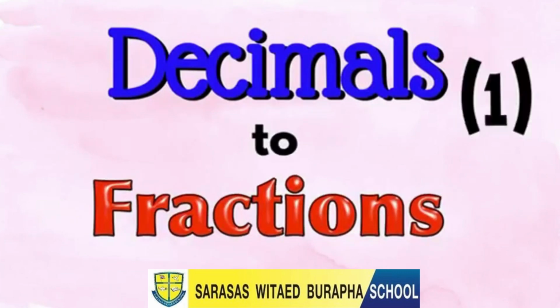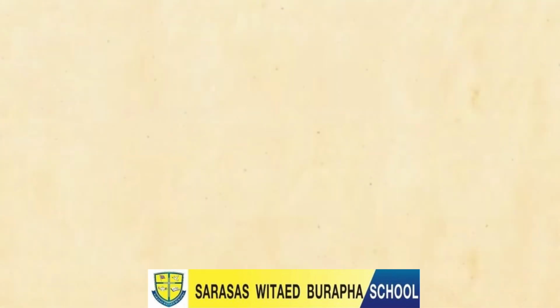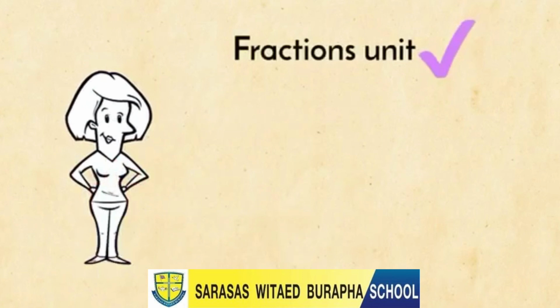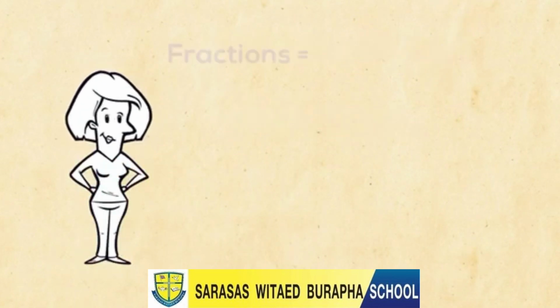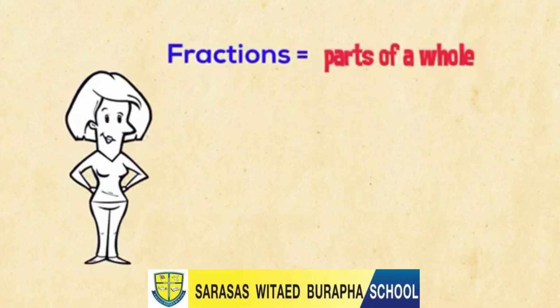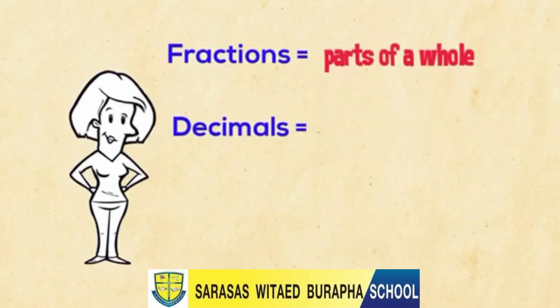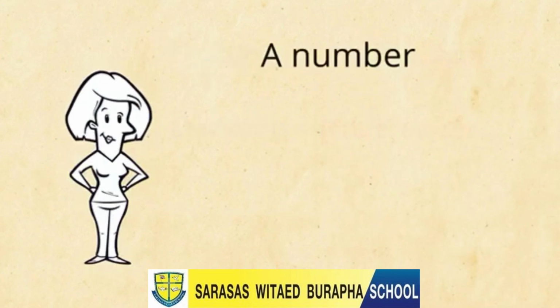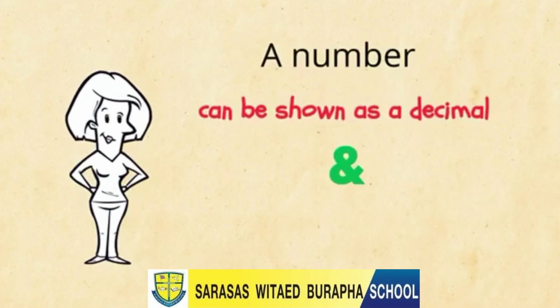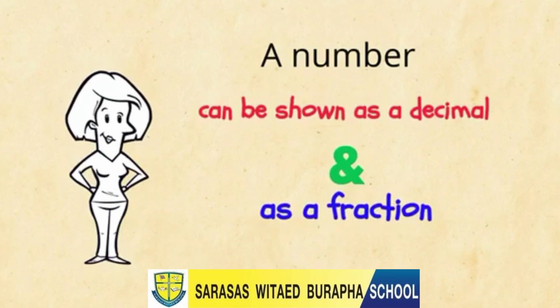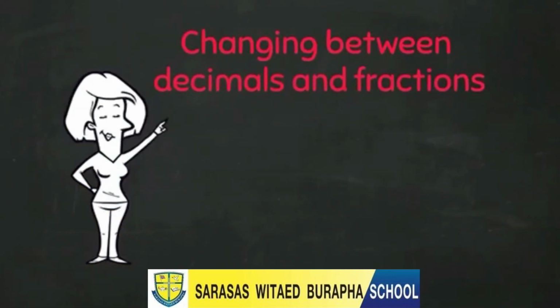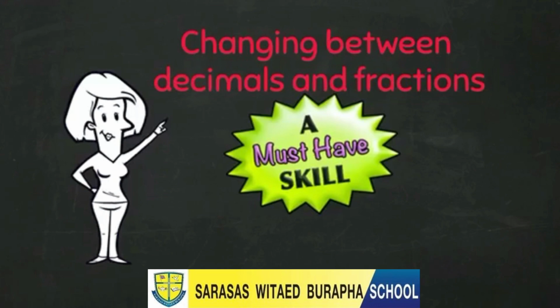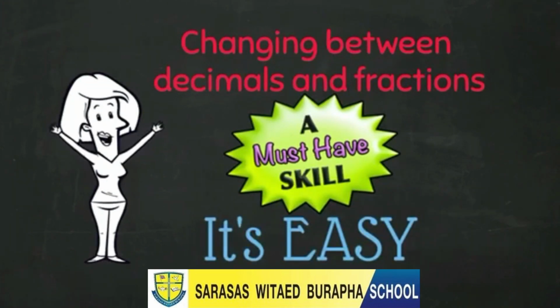Decimals to fractions, part 1. Now that you've gone through your fractions unit, I want to introduce the next step. Fractions are parts of a whole, and decimals are also parts of a whole. A number can be shown as both a decimal and a fraction. Changing between decimals and fractions is a must-have math skill, and it's easy to do.